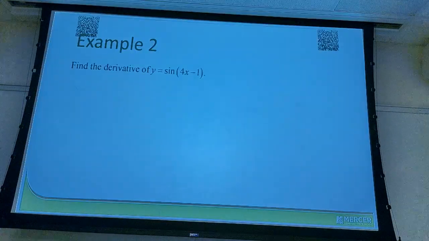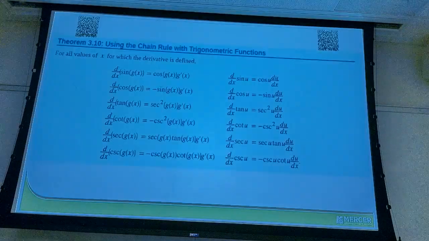Sine of 4x minus 1. Look big picture. What kind of function are we dealing with? What does the sine rule tell us? Or using the special sine rule. Well, I always default down to the general rules.